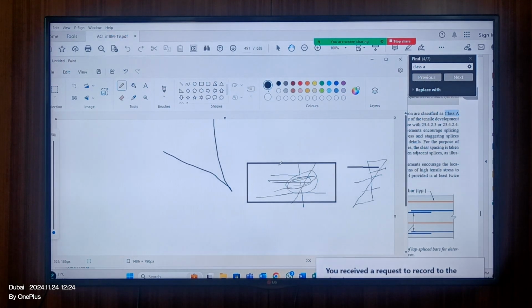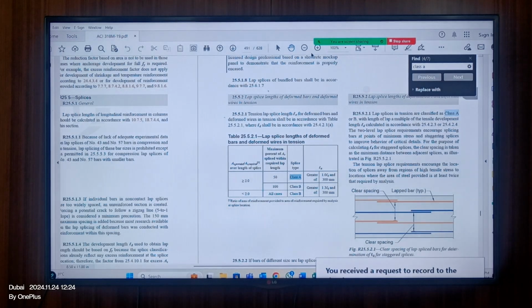Usually they will give you the thumb rule of minimum 3 diameters, 3 stirrups. This is something they used to say in site language: provide 2 stirrups, 3 stirrups. Okay. There is a clause here. I need to search this clause.